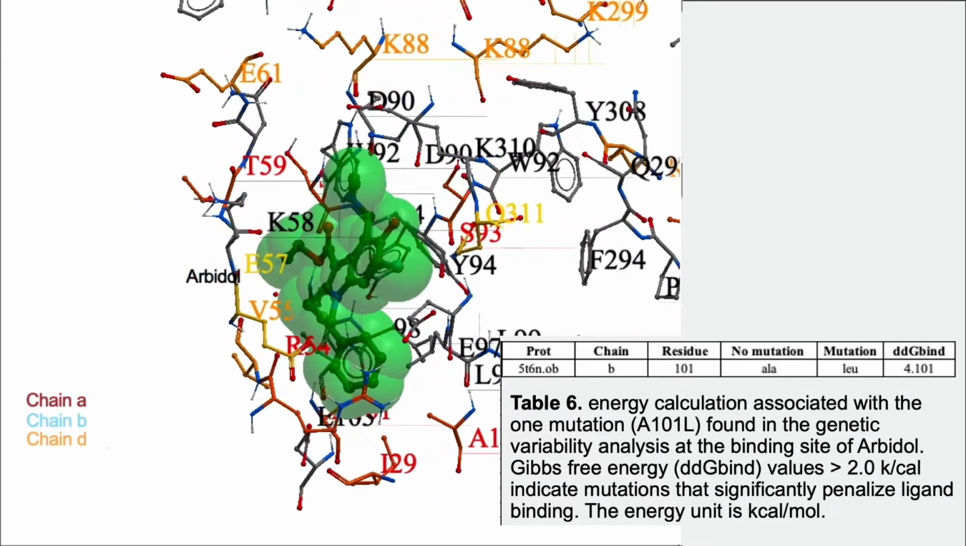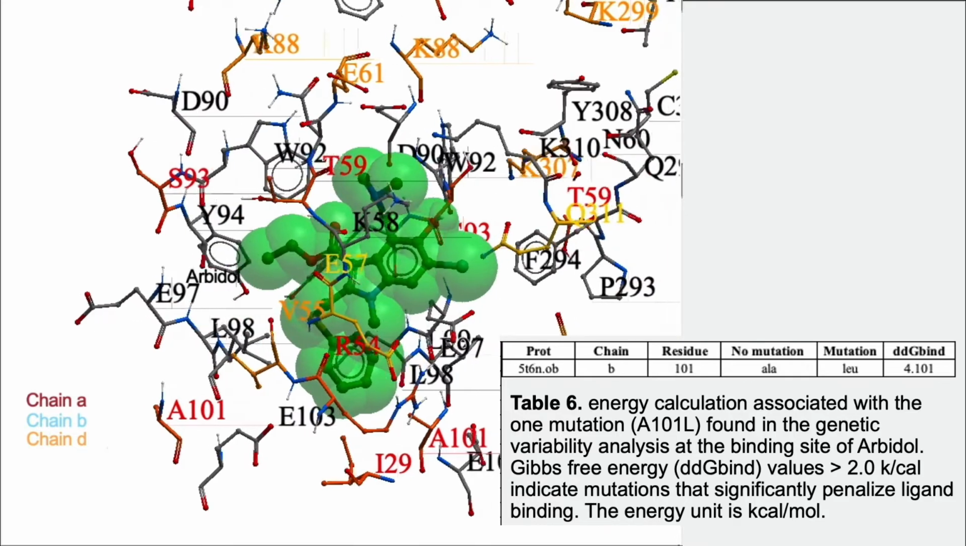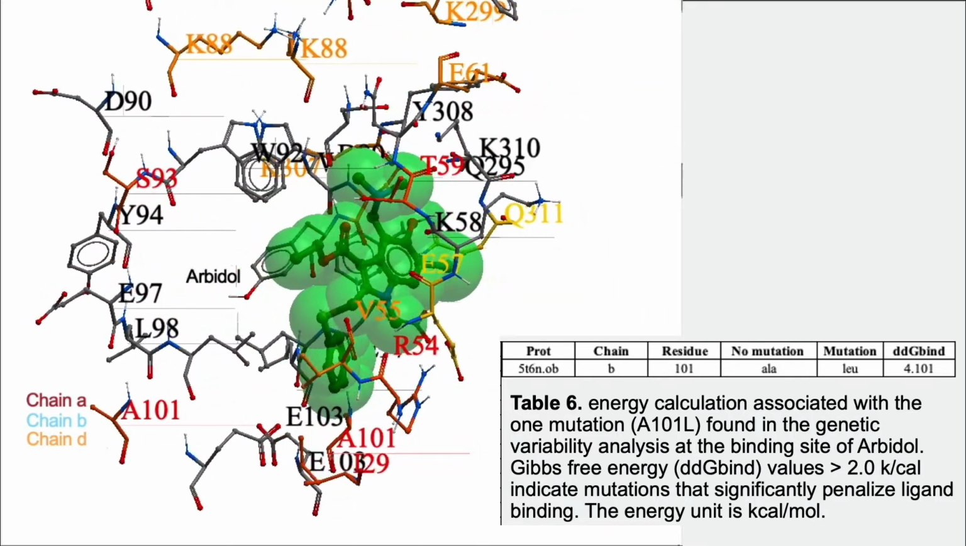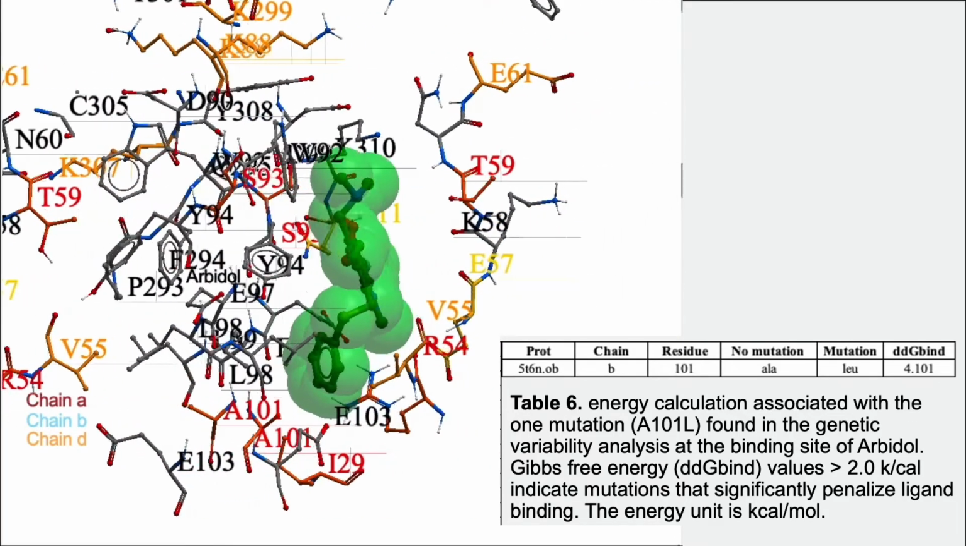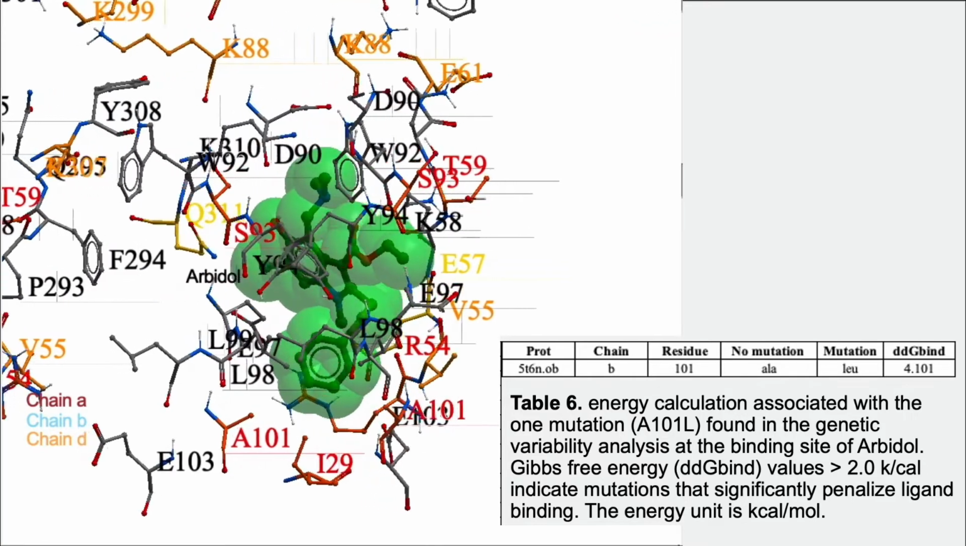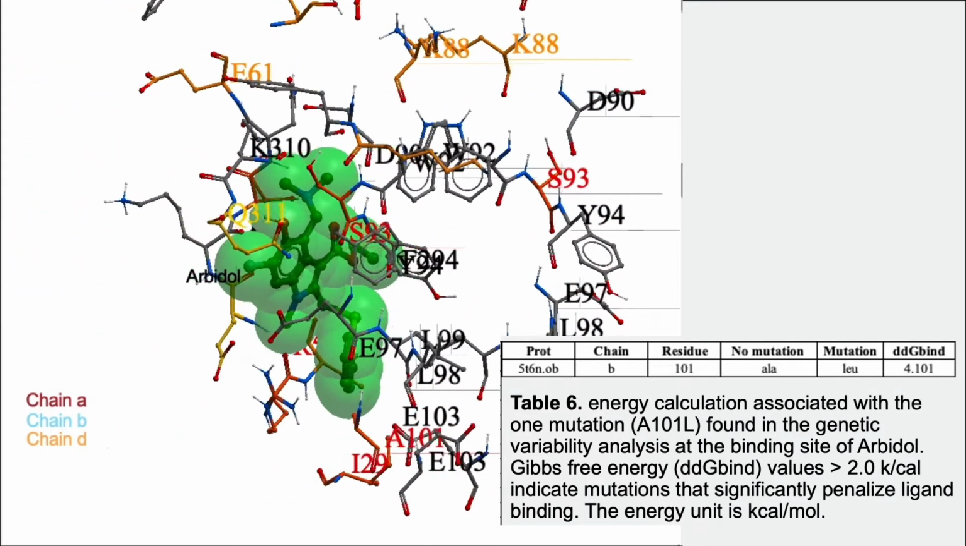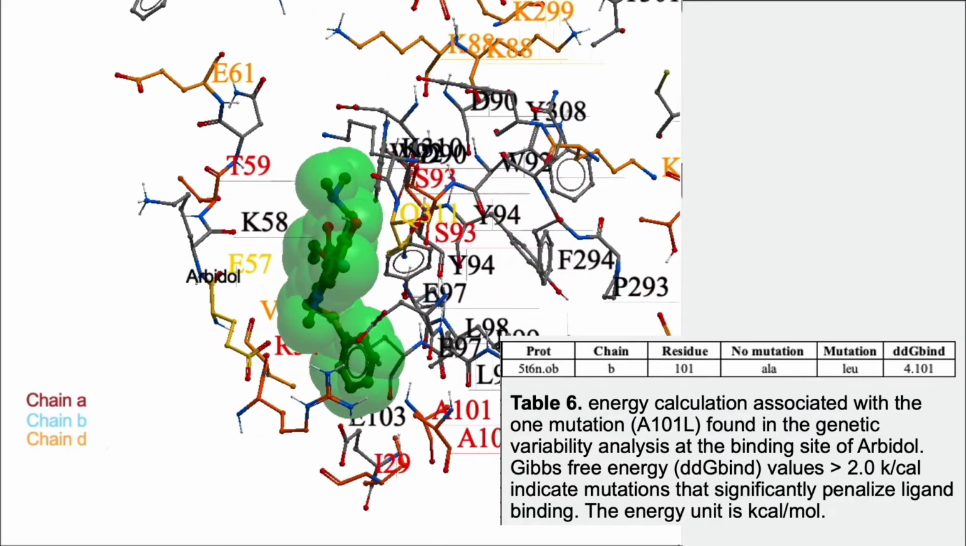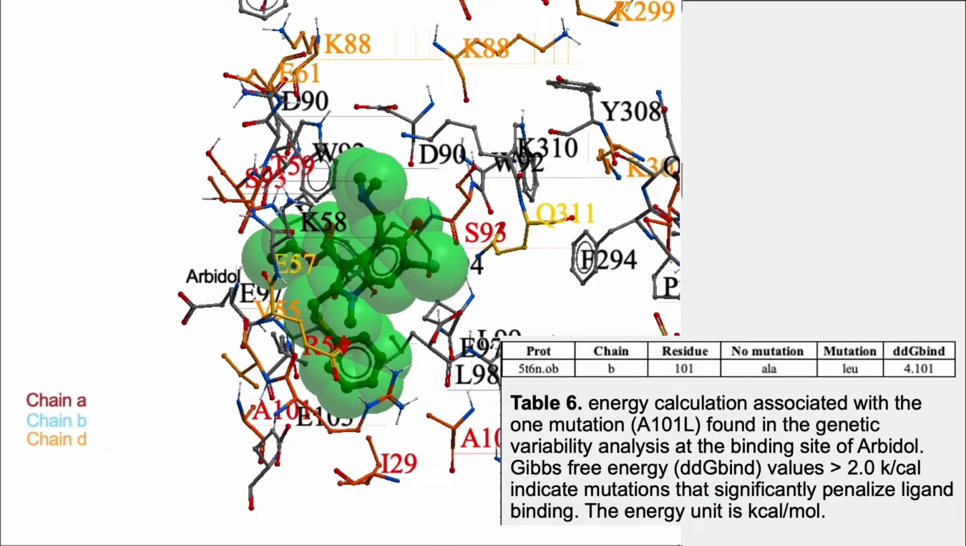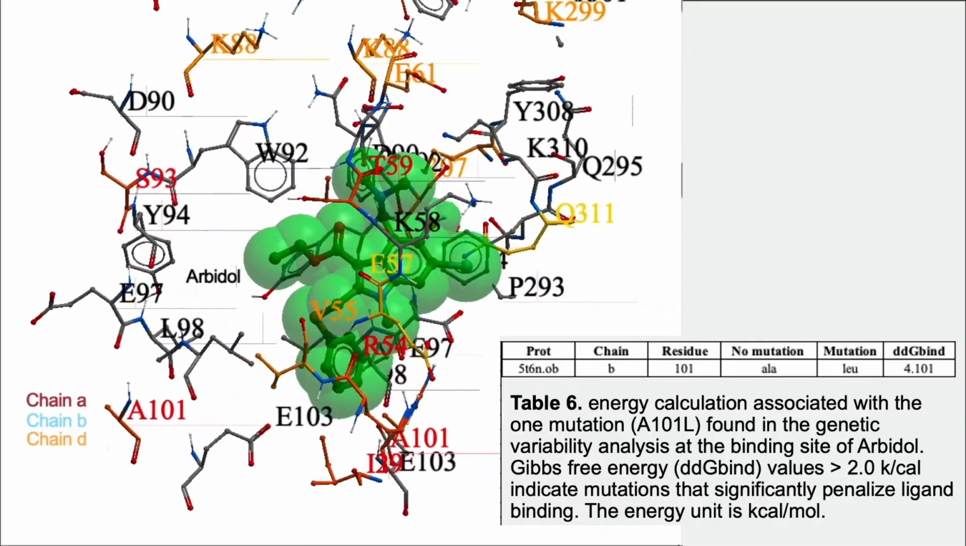As stated in the literature, the side chains of alanine 101 in group 2 HAs are projected inwards to block the arbidol pocket, and leucine 101 in group 1 HAs has a longer side chain than group 2 HA.